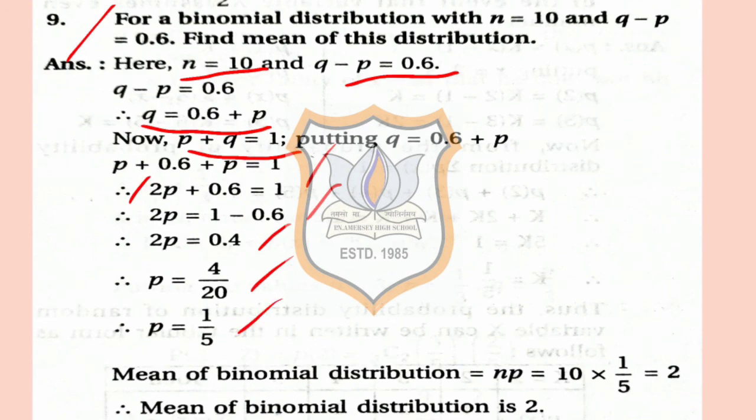So value of p is 1 by 5. N is 10. So what is mean? Mean is equal to np, that is 10 into 1 by 5, that is 2. So mean of binomial distribution is 2.